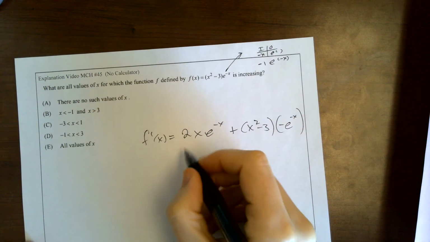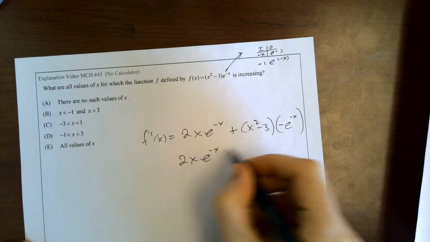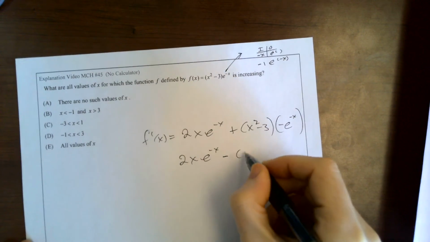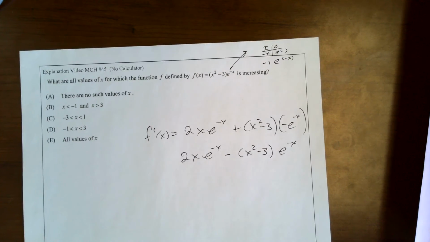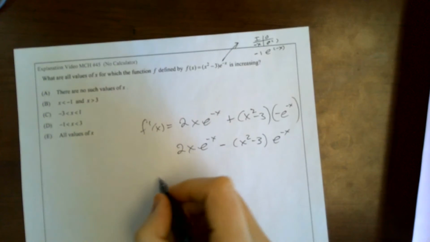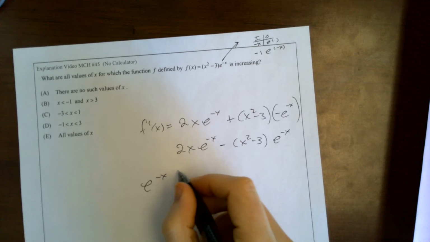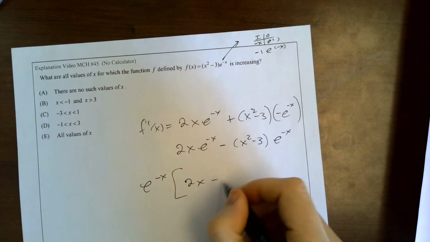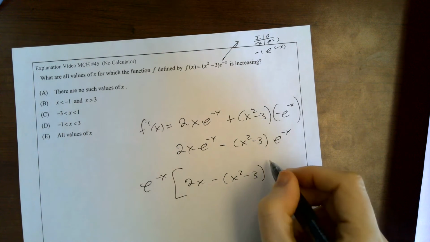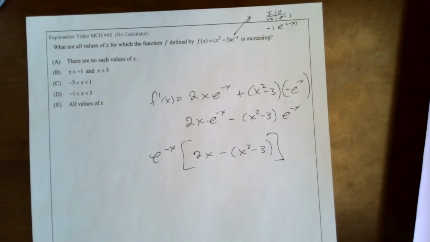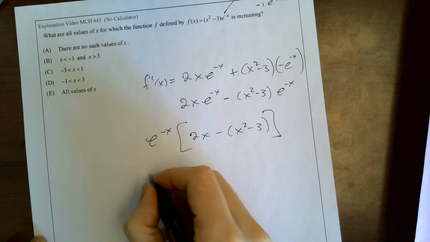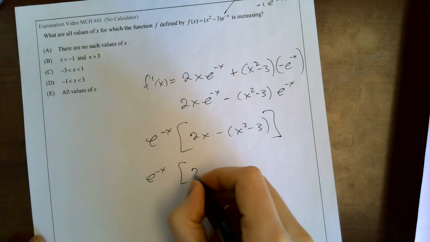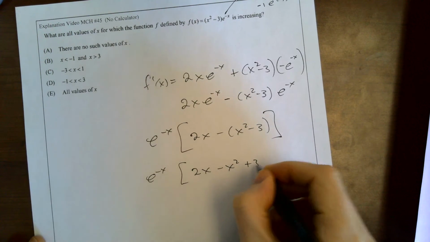Okay, and then I can change this if I want. So I could just put the negative here, so minus (x squared minus 3) e to the negative x. Now you've got to find where this is 0. So you're going to need to factor. So I can take out an e to the negative x, and then I'm left with 2x minus x squared minus 3. Okay, now I've got to see if I can factor further. So this is e to the negative x, and then this is 2x minus x squared plus 3.